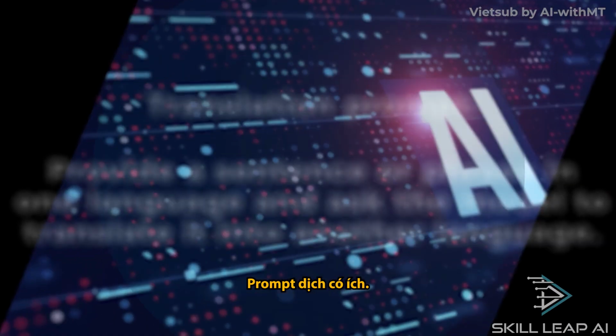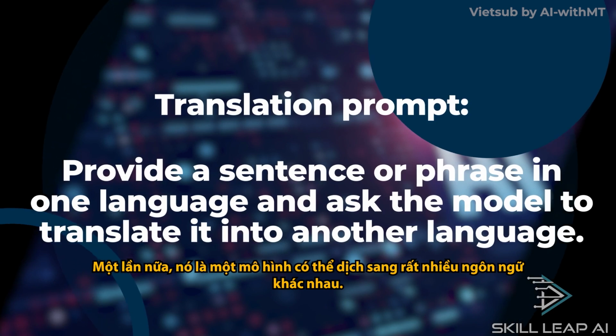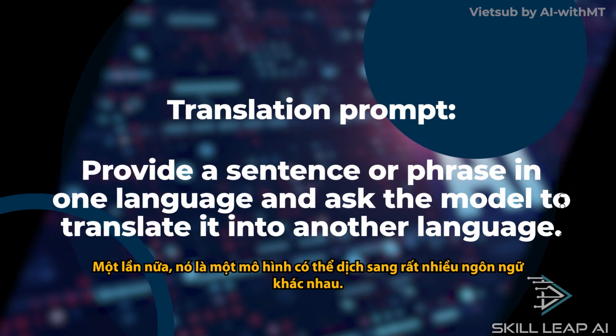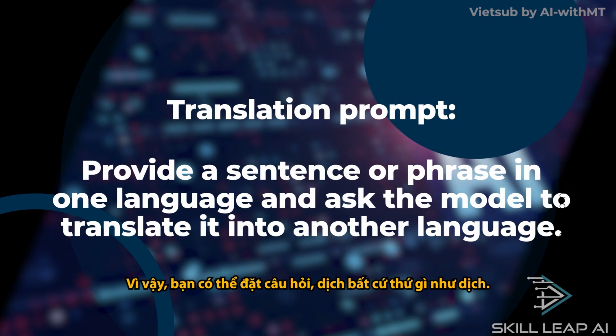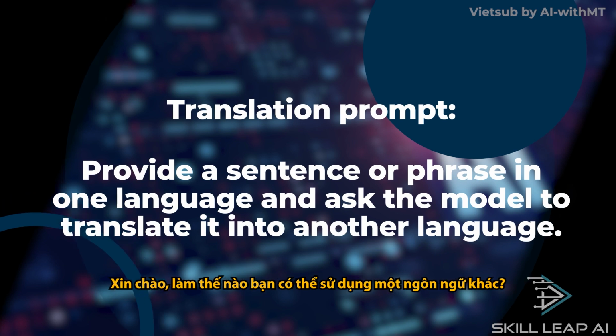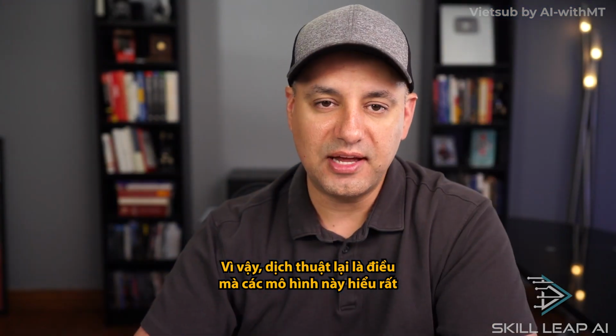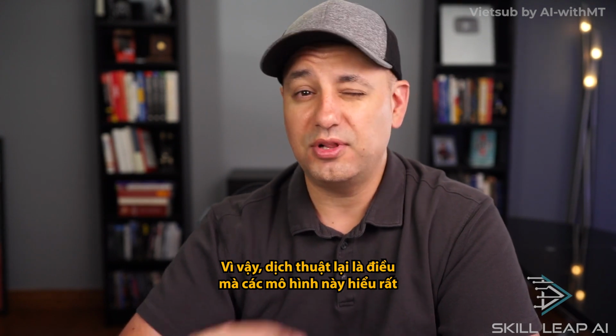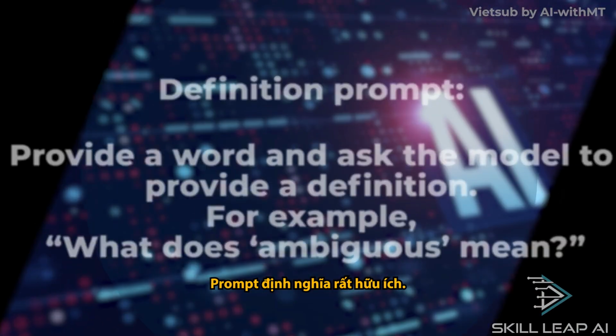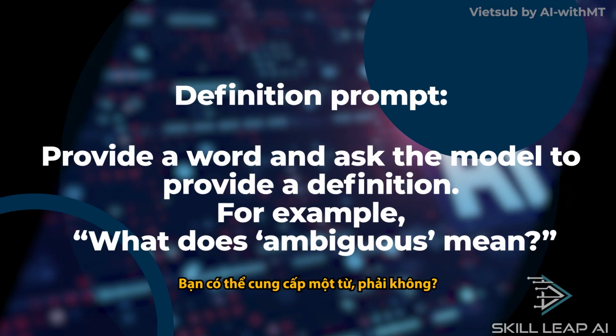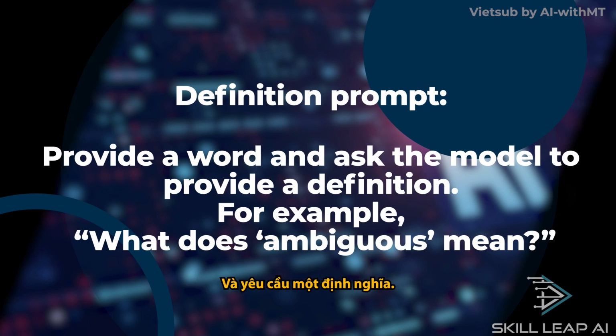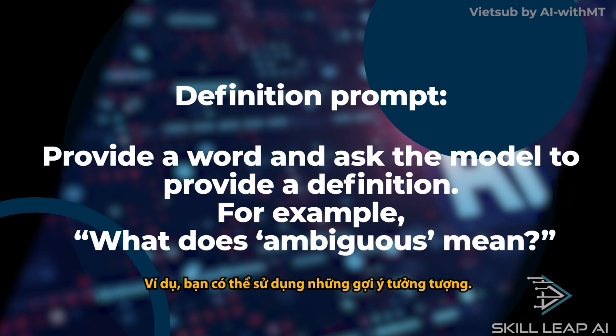Translation prompts come in handy. It, again, is a model that could translate to a ton of different languages. So you could give it a question, like translate hello, how are you, into a different language. So translation, again, is something that these models understand very well, with lots of different languages you could test out. A definition prompt is useful. You could provide a word and ask for a definition. What does the word ambiguous mean, for example?